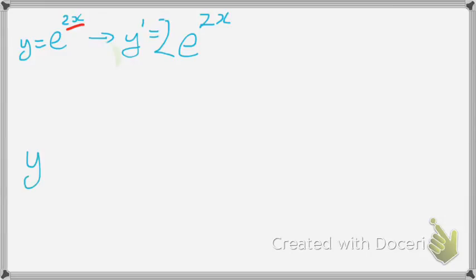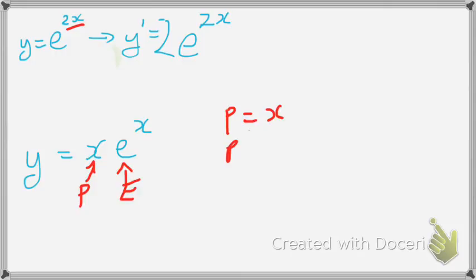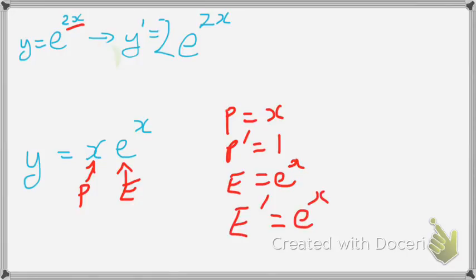Let's do one more. Let's say that y equals x e to the x. We could call the x the first function and the e to the x the second function, and apply the product rule. The derivative of the e to the x is e to the x, and we do inside plus outside, so we get y dashed is e to the x plus x e to the x.